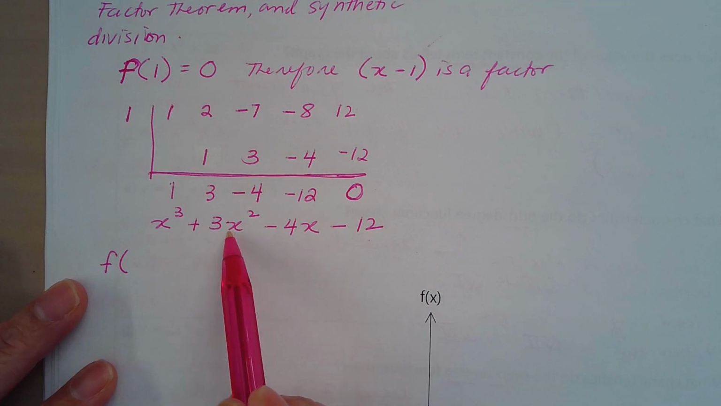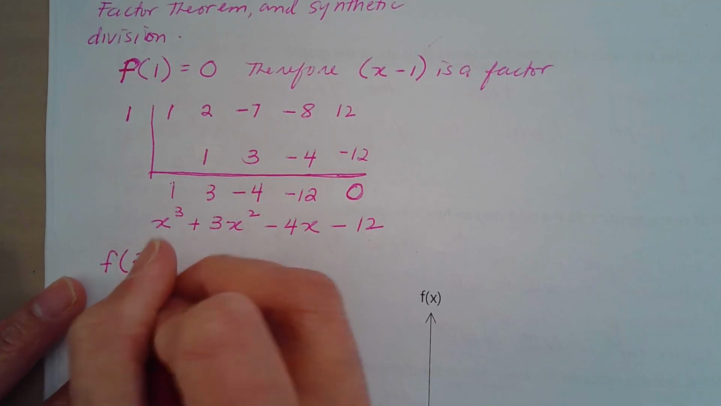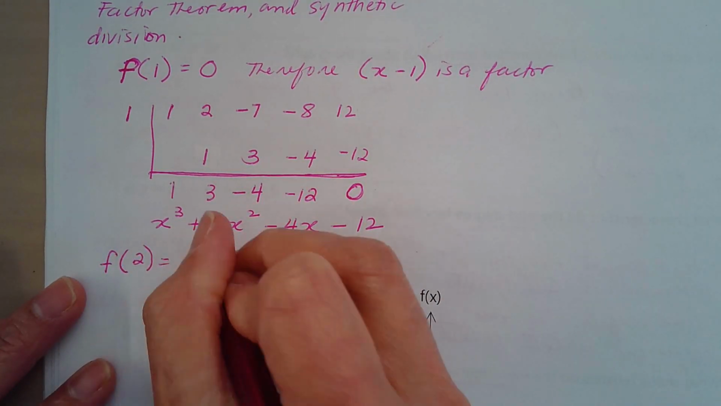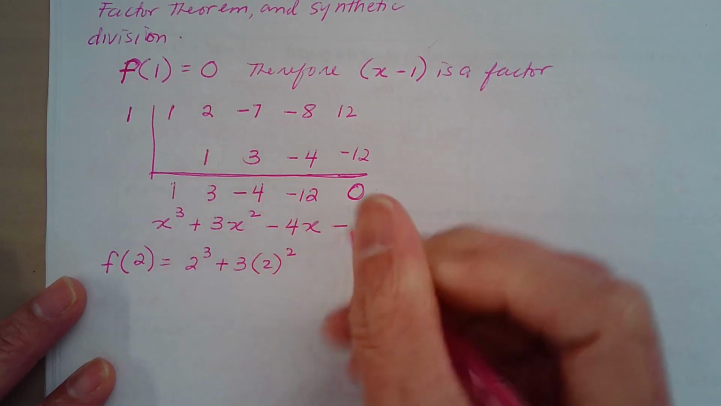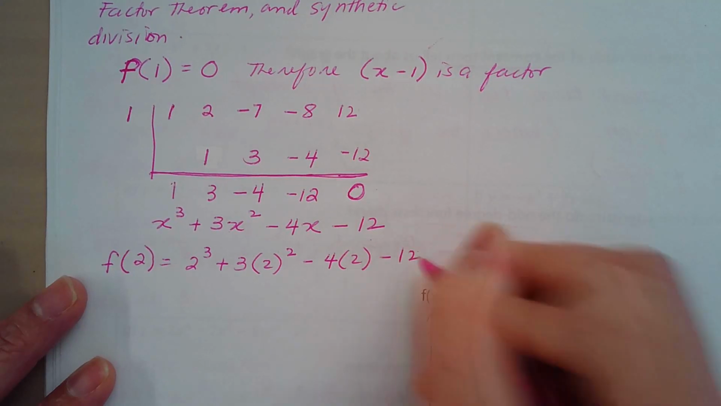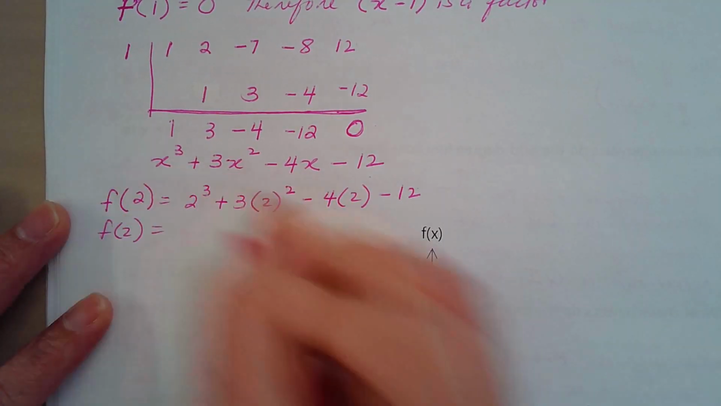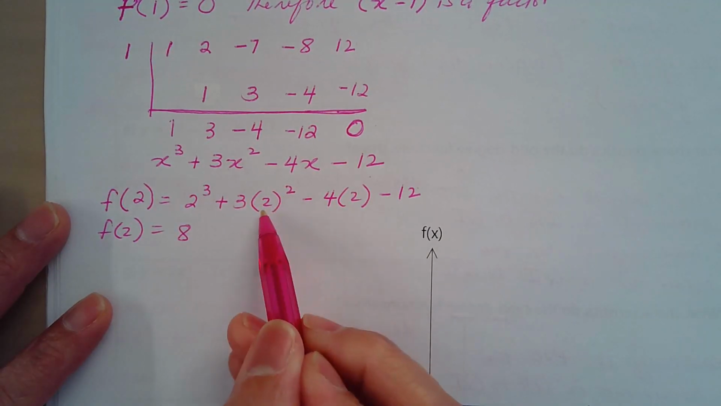Can I use 2? Would it work? Yeah, positive 2. Let's try it. If we put f of 2, that would give us 2 cubed plus 3 times 2 squared minus 4 times 2 minus 12. Okay, f of 2, that's going to give us 8.